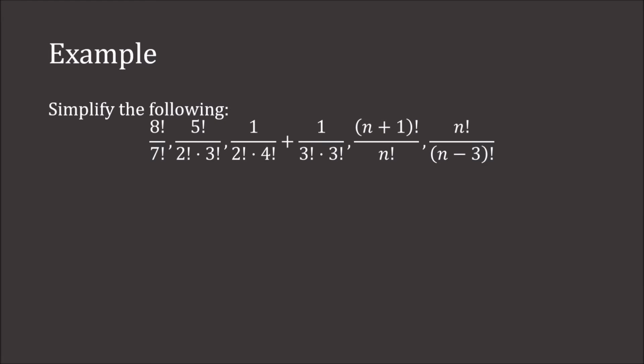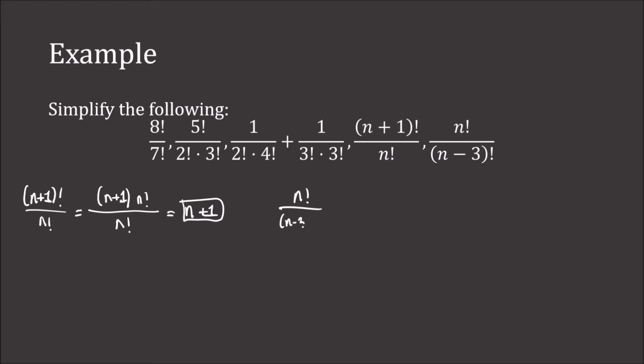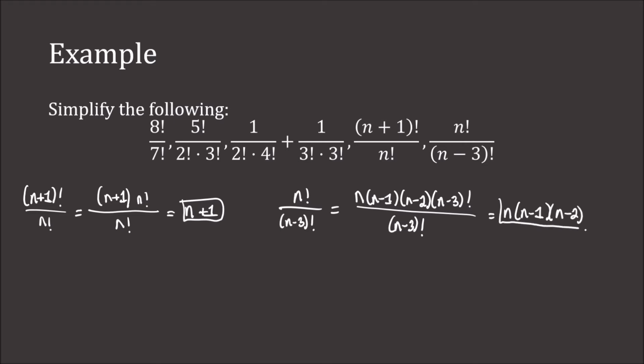If we now look at n plus 1 factorial over n factorial, this is very similar to 8 factorial over 7 factorial. N plus 1 factorial is n plus 1 times n factorial, all over n factorial, and we're left with simply n plus 1. And finally, if we look at n factorial over n minus 3 factorial, this is a similar argument. The numerator is n times n minus 1 times n minus 2 times n minus 3 factorial, all over n minus 3 factorial. And so this is n times n minus 1 times n minus 2.